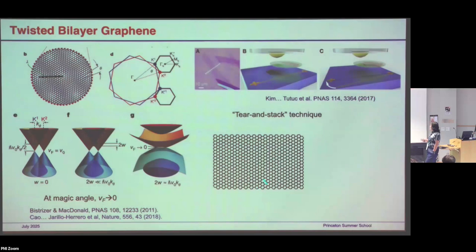So the question is, when you have twisted homobilayers, how do you control the rotation angle? Well, theoretically you can start with two separate pieces, but that's difficult. You don't know the orientation, and also the angle here is so small, right?